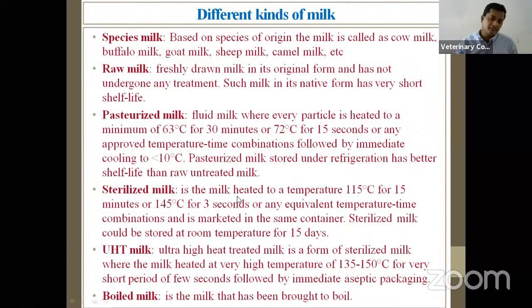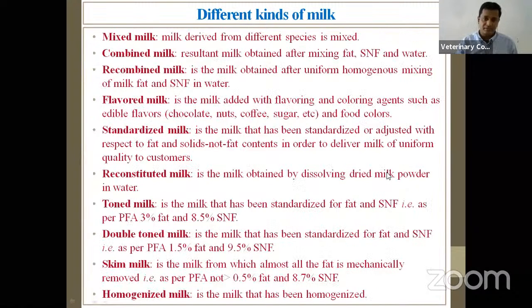Boiled milk is a milk which has been boiled or brought to the temperature of the boil. Mixed milk means different species milk are mixed together. Combined milk means the milk that is condensed for some purpose has now been mixed with the fat, SNF, and the water. This combination process is a combined milk.